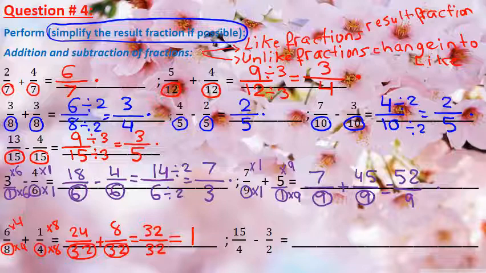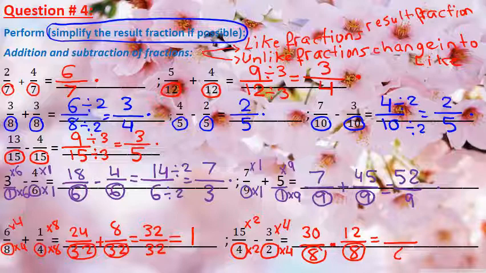Now 15 over 4 minus 3 over 2. These are unlike fractions. We change them into like. We multiply the first fraction by 2 and the second fraction by 4. 15 times 2 is 30. 4 times 2 is 8. Minus 3 times 4 is 12. And 2 times 4 is 8. Now we have like fractions. The denominator is 8. 30 minus 12 is 18. 18 over 8, we can reduce both terms by 2, so we get 9 over 4.